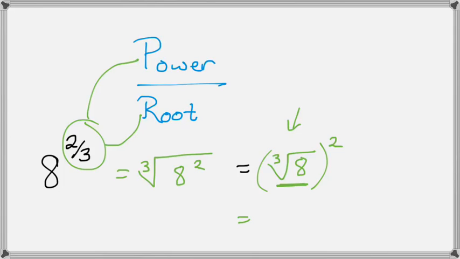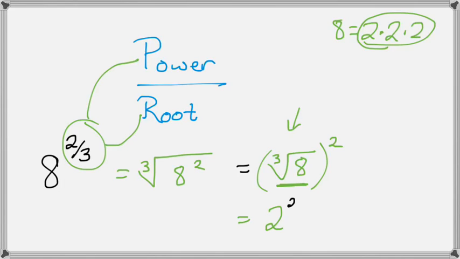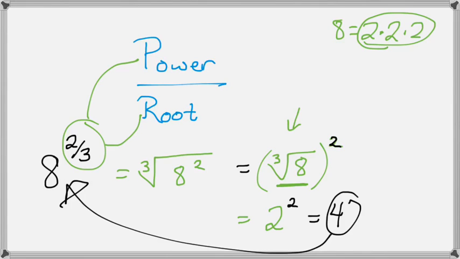And so that's going to be the cubed root of 8. 8 is made up of 2 times 2 times 2. So one set of 3 2's, and so a 2 comes out. We're raising it to the second power. 2 to the second power is 4. So 4 is the same thing as 8 to the 2/3.